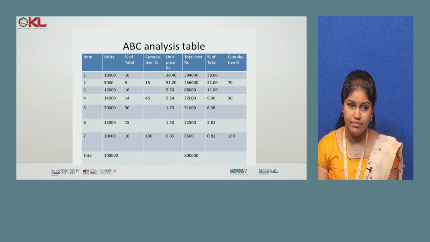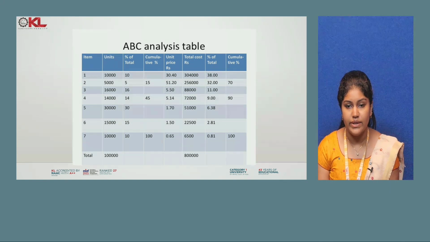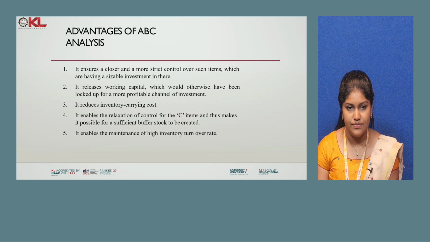So this is one example I had mentioned. Here we can see the units and here we can see the percentage of total. We have to find the cumulative percentage, unit price and total cost, and finally the total based on cumulative. Here we can split it up into the ABC classification.